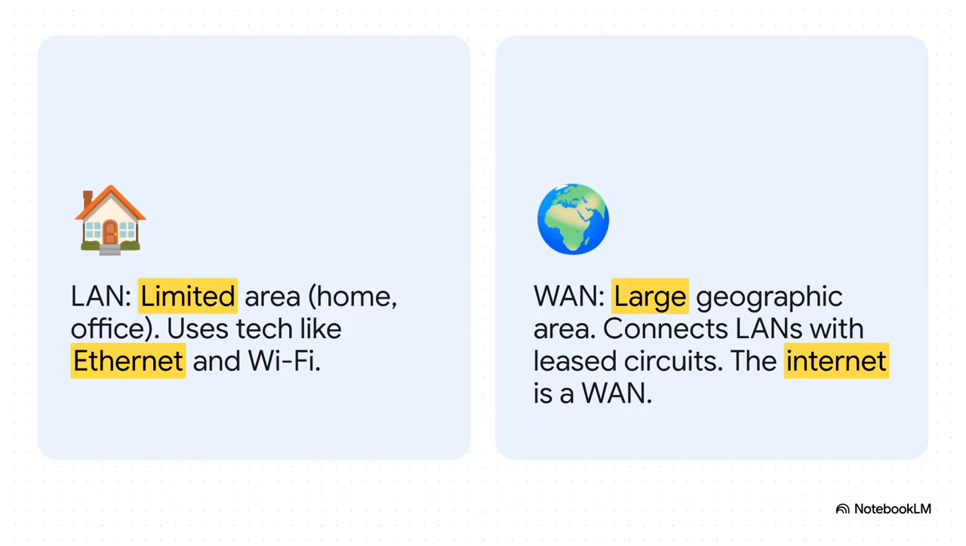So at the end of the day, the difference really just comes down to scale. Your LAN is your local neighborhood, using tech you know like Wi-Fi. The WAN is the global system of highways that connects whole cities and countries. Our data has to start on the LAN to even get to the WAN to complete its journey.